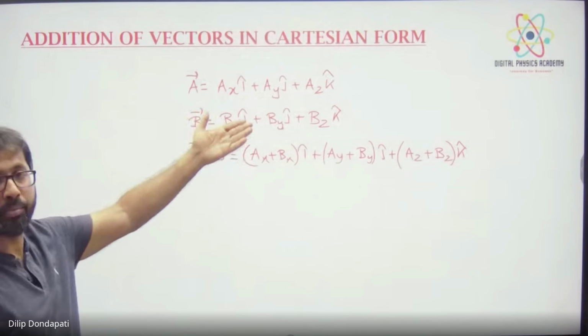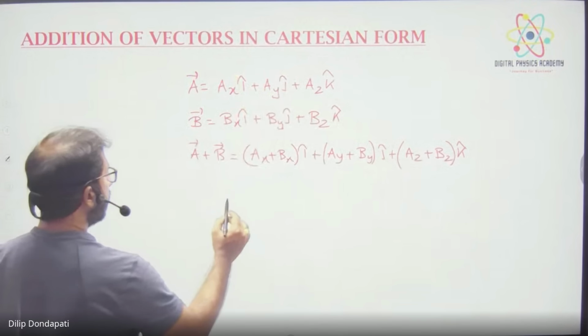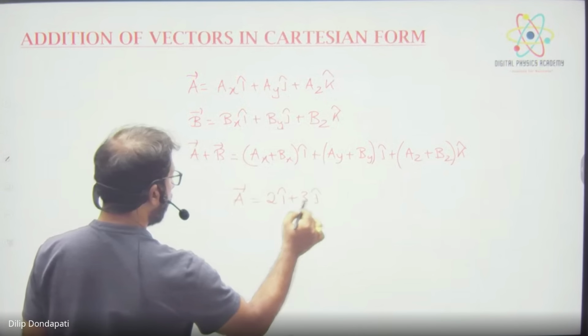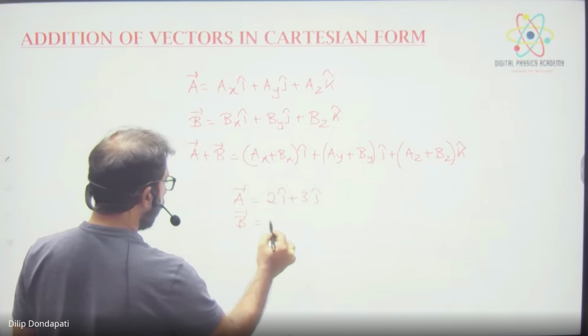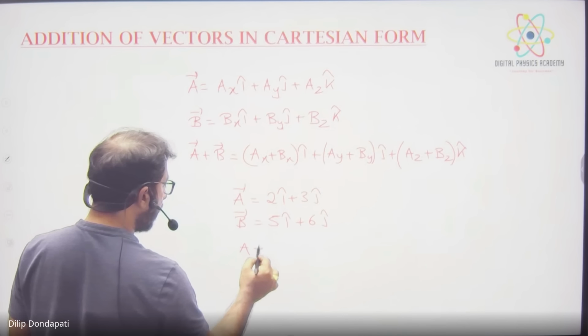Like terms we have to add. In simple language, like terms only we can add: i cap with i cap, j cap with j cap. Rehan, suppose A vector is given as 2 i cap plus 3 j cap, and B vector is given as 5 i cap plus 6 j cap. Tell me what is A vector plus B vector?